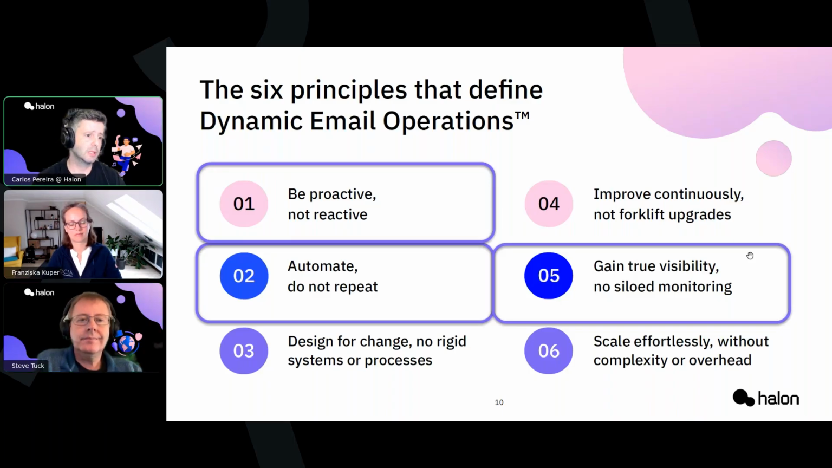The next one is automate, do not repeat. No one likes performing repetitive tasks. Email operations and deliverability teams are busy. Automation helps them focus on the strategic and decision-making aspects, leaving machines to do the boring bits of stepping up rates over time to a schedule.